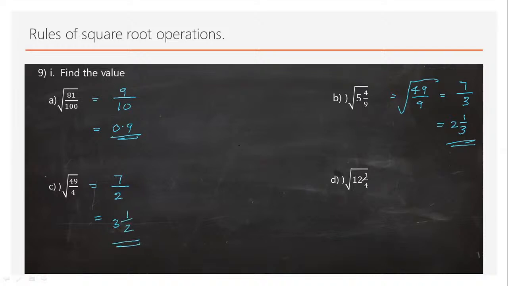Next question. This one also, convert to improper. 4 times 12, 48 and 1, 49 over 4, square root. The square root of 49 is 7. The square root of 4 is 2. Then we are obtaining the same answer like the C part, right? Then the answer is 7. How many 2's? 3. 1 remainder, half. 3 and a half.